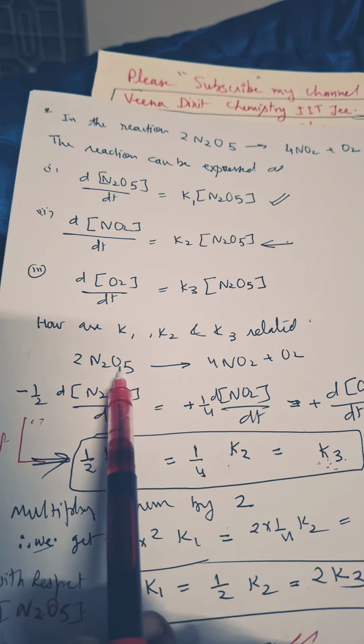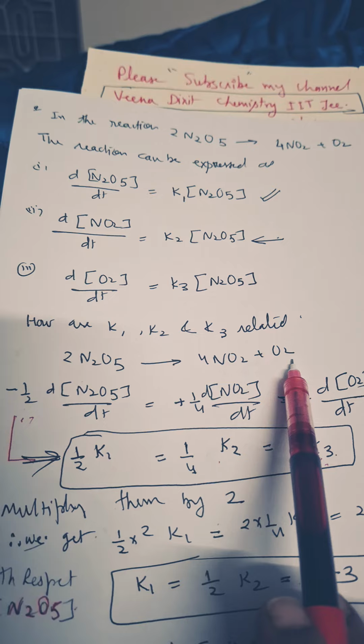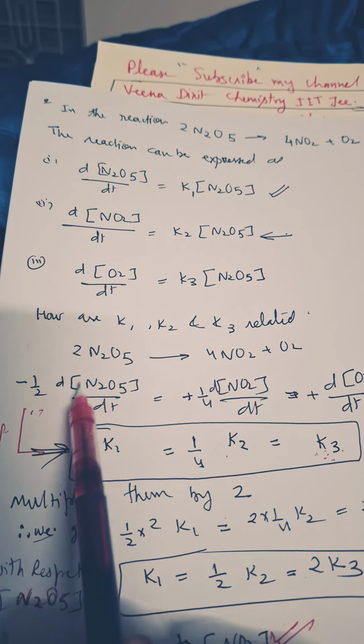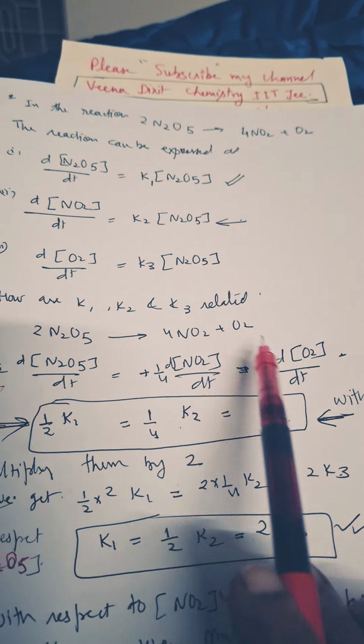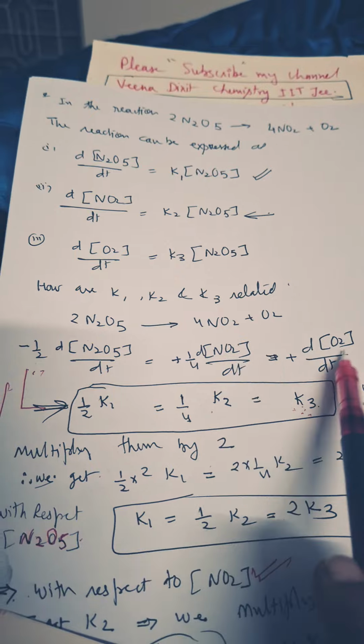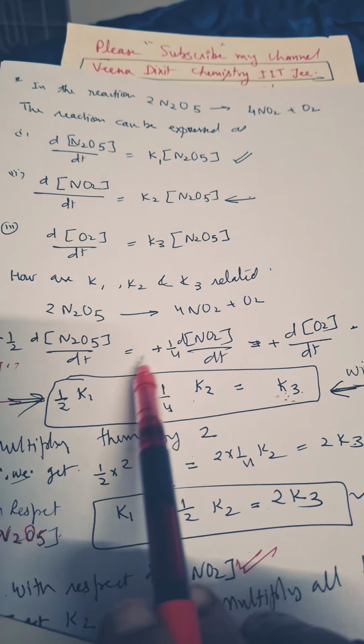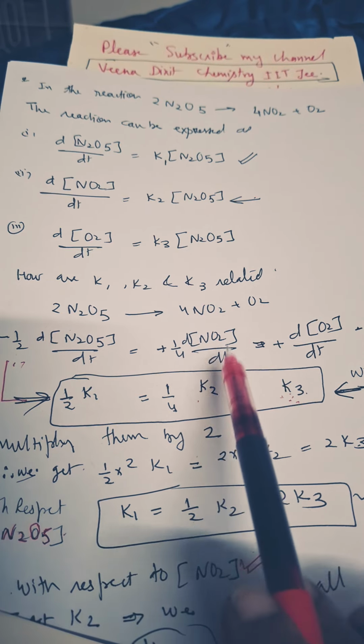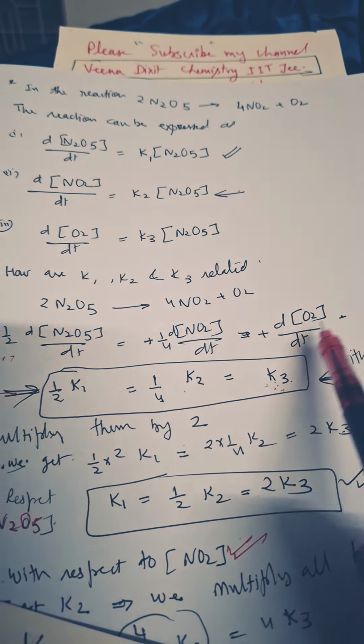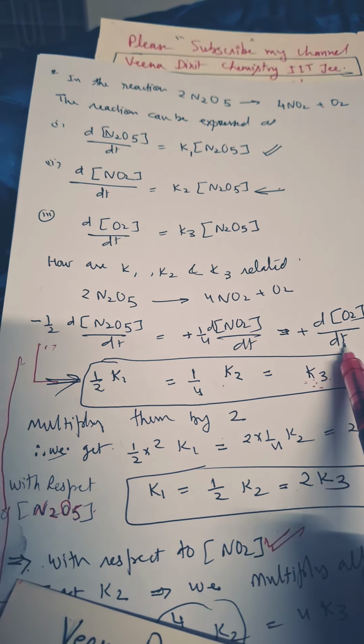This is the rate of disappearance. Here is the rate of appearance. So for the reactant it will be negative, and for the product it will be positive. So half of dN2O5 by dt is equal to 1/4 dNO2 by dt and is equal to dO2 by dt. Okay, 1 mole, so dO2 by dt.